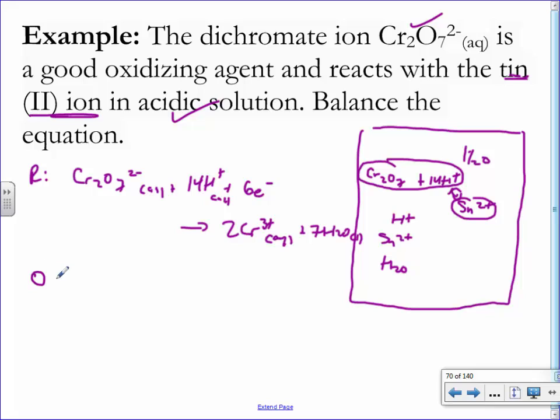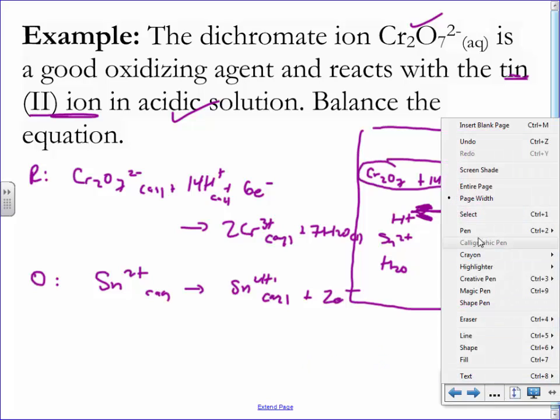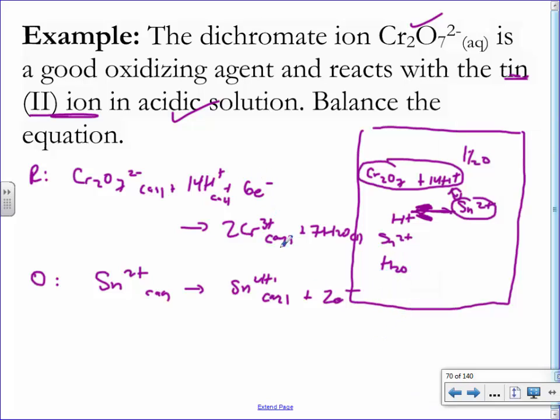And then for your oxidation equation, you have to make sure you write the tin equation going the other way. You have to write it going backwards. So that would be your tin 2+ oxidizing, going backwards and forming tin 4+ and 2 electrons. Sound good? Do the electrons match? Clearly not. Here there's 6, there's 2.